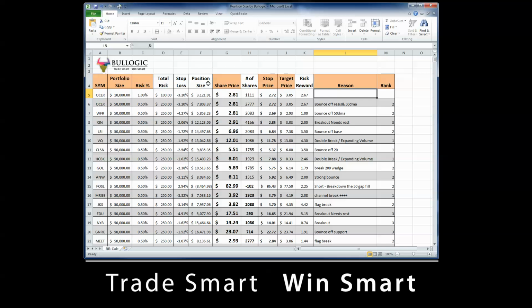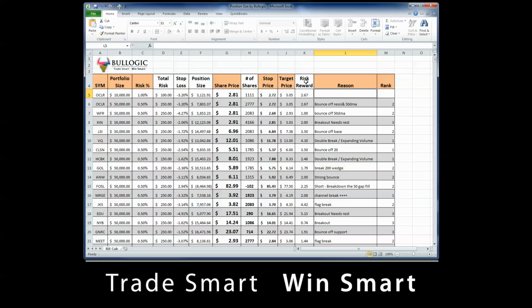So our position size: if we decide to get into this trade and enter the trade at 281, we're going to buy 1,111 shares of this stock for a total of 3,121.91. That's what the trade will cost us out of our portfolio. That's what we'll have to put up. We're still only risking $100 though.